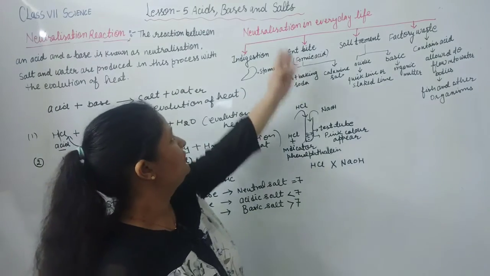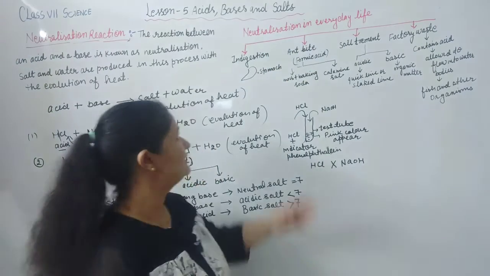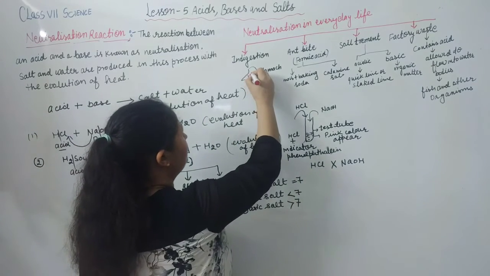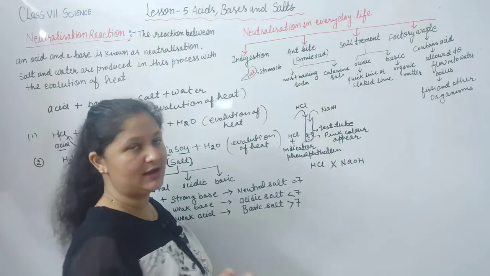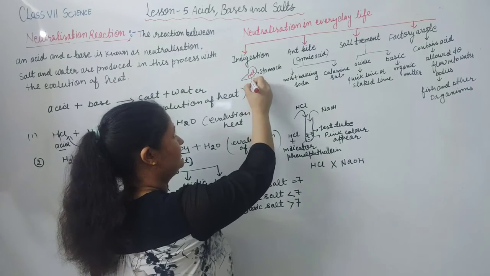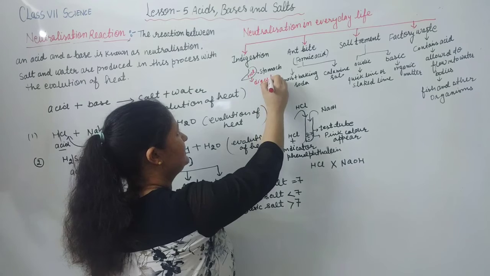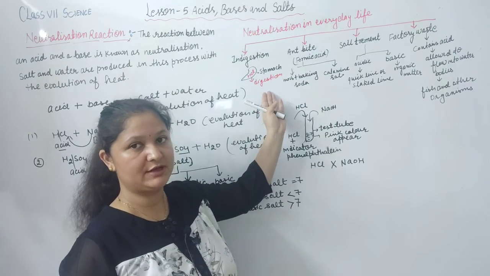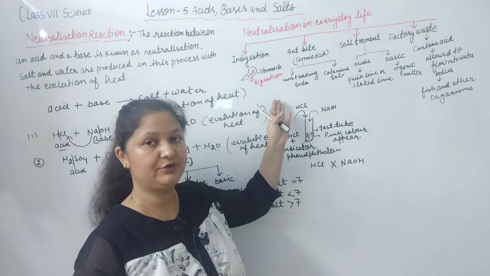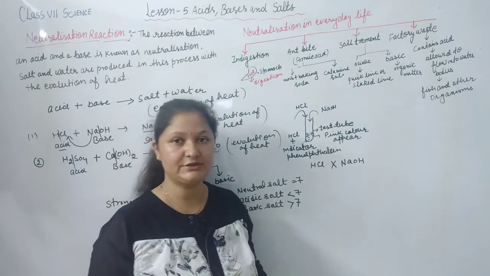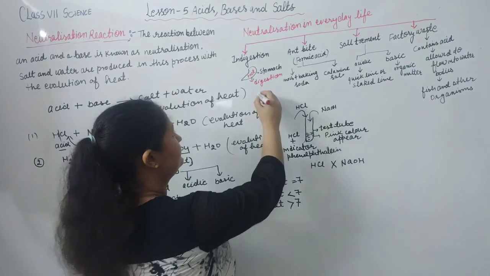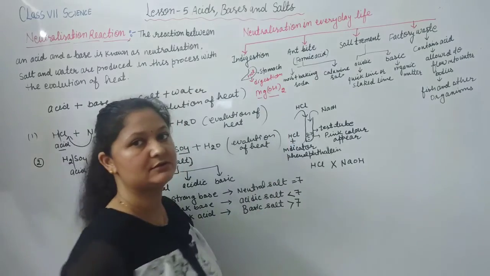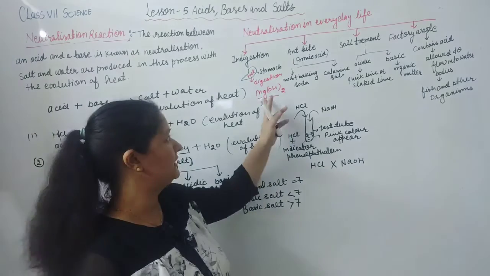Now students, neutralization in everyday life. First one is indigestion. You know, our stomach contains hydrochloric acid, and this hydrochloric acid helps in the digestion, but too much acid in the stomach causes indigestion. So to relieve indigestion, we take antacids such as milk of magnesia, which contains magnesium hydroxide, right? So this is an antacid, right?